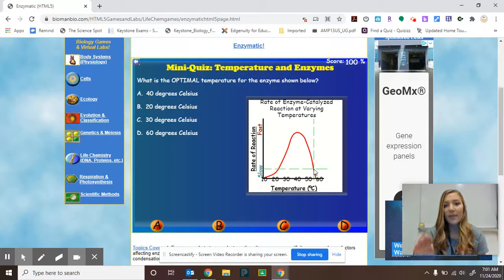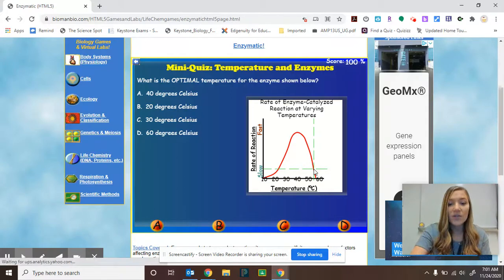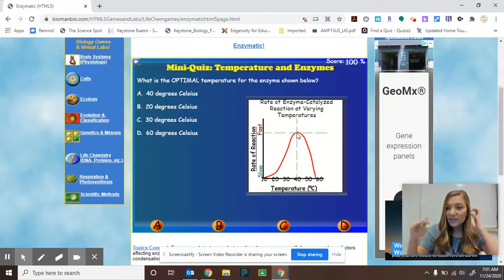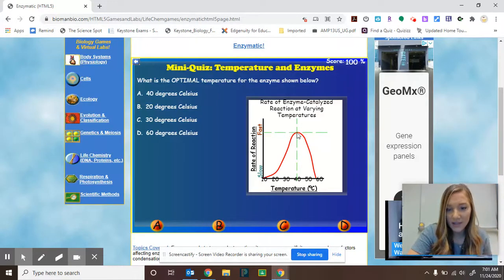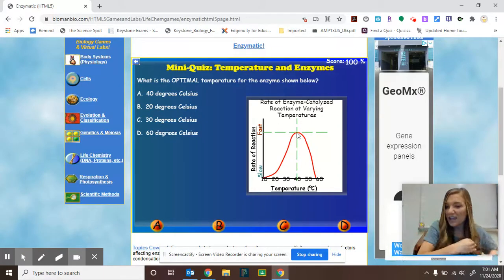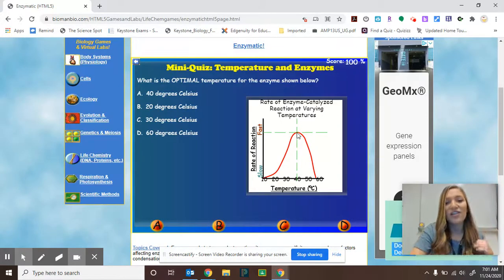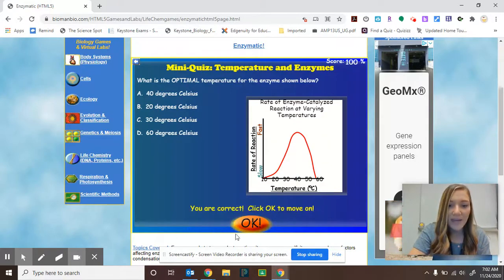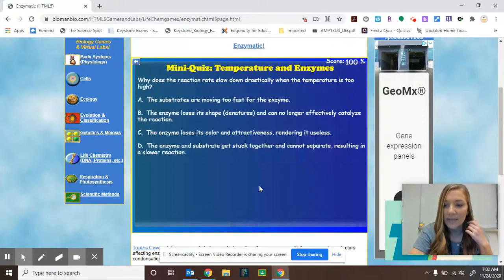What is the optimal temperature for the enzyme shown below? So let's look at the optimal temperature here. If we see this graph from 10 to 60, let's look at where the reaction rate is the fastest, okay? Where it is the fastest without going back down. So right around 40 degrees Celsius, that's where you can see it went up to the highest peak on our little hill, which means the highest rate of our reaction for this enzyme specifically. A. Woo! 2 out of 2, baby, 100%.